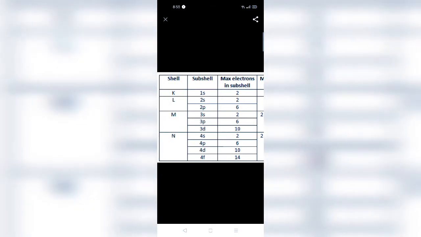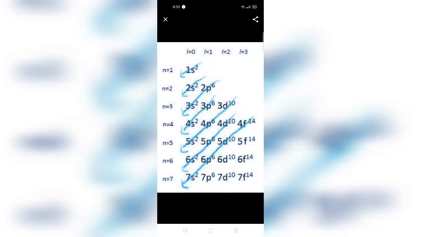Similarly, you can see that we can write electronic configuration. For example, the first shell has 1s2, the second has 2s2, 2p6, and the third has 3s2, 3p6 and 3d10, and the fourth, 4s2, 4p6, 4d10, and 4f14, and the 5th, 6th and 7th similarly.